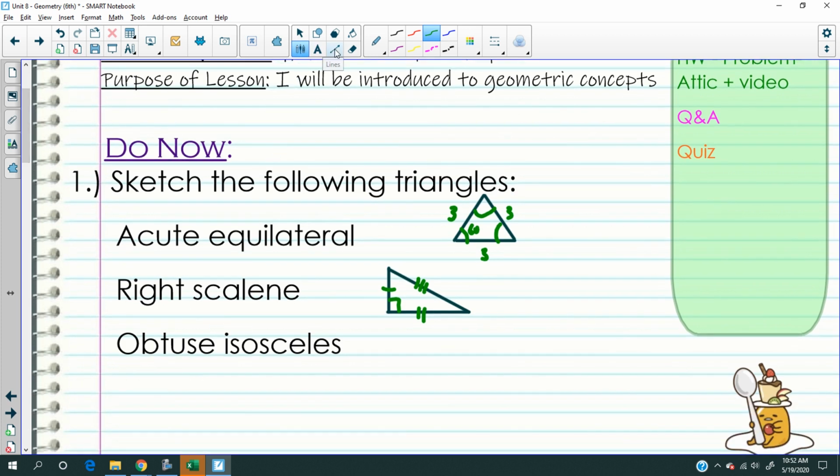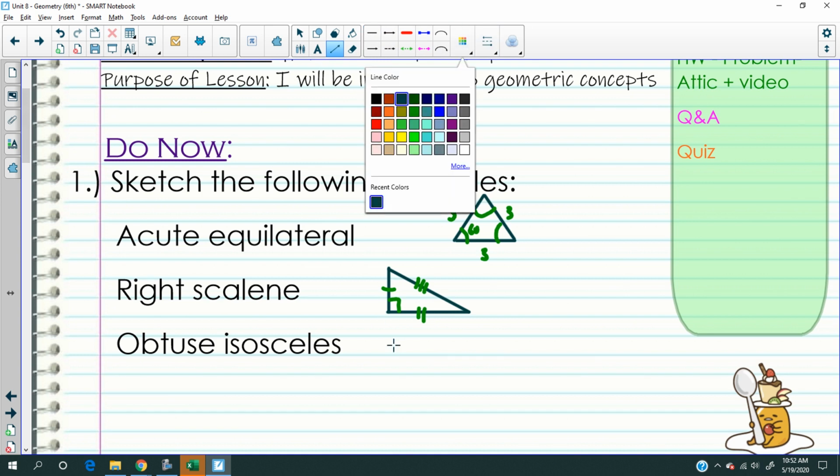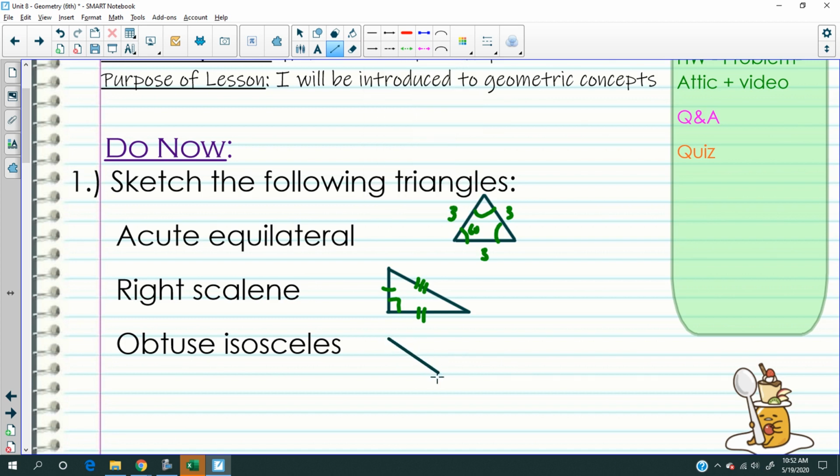Obtuse isosceles. So obtuse means the angle is greater than 90, so it's kind of like a very wide angle. Isosceles means two of the sides are equal, so this one's tough. This is why I left this last. So the two sides have to be the same. So it can only be these two sides here. Okay, that's not a very good drawing, but it's close enough.